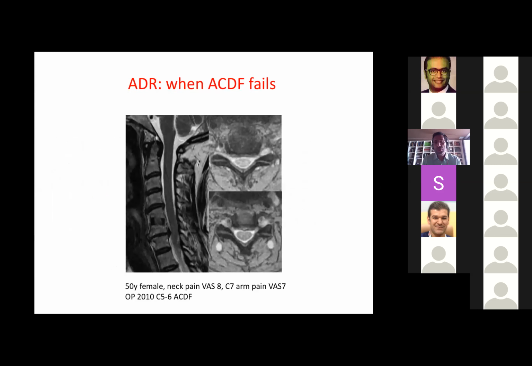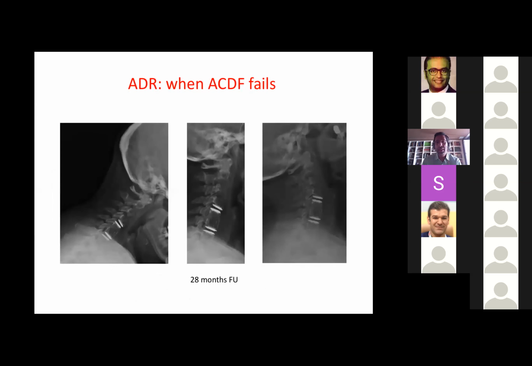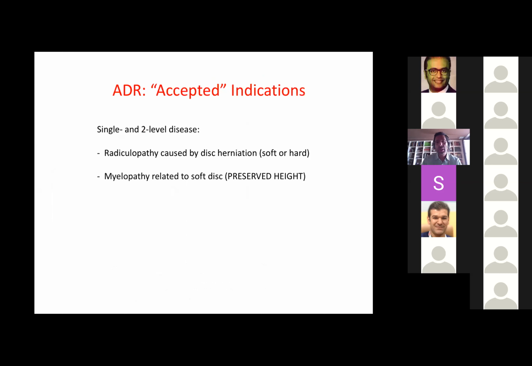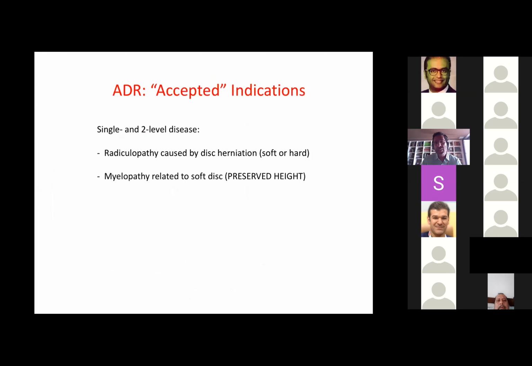A good option also is when ACDF fails, as in this case here, a patient that I operated in 2010, and we inserted TDR with very good results. So 1 to 2 level, it's a good indication. It's my gold standard indication.